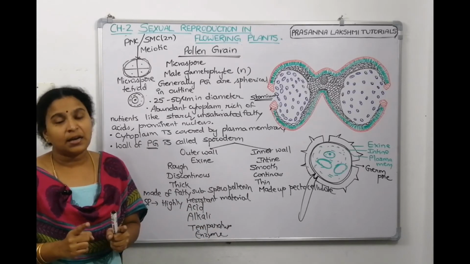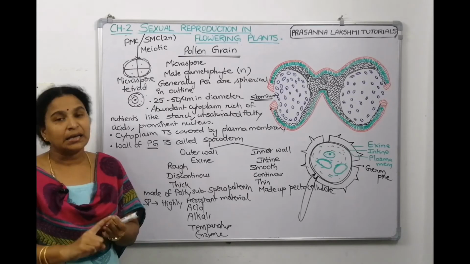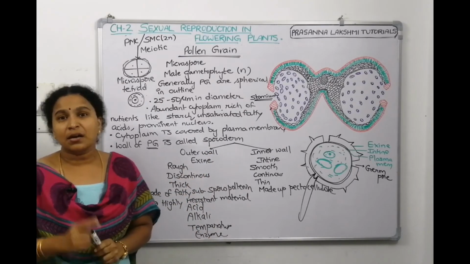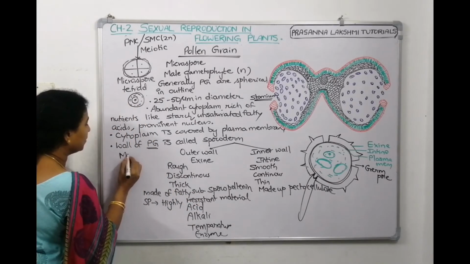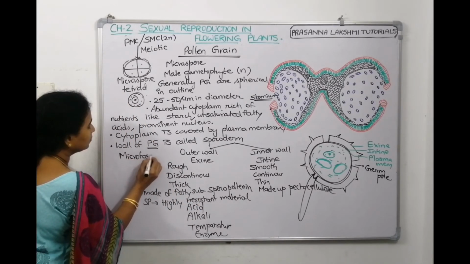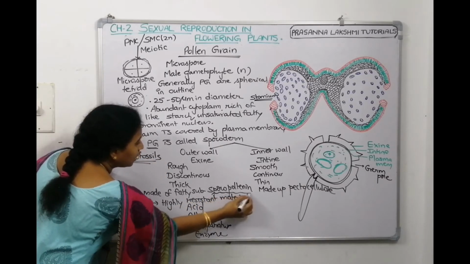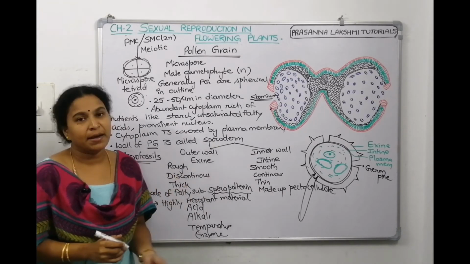This sporopollen is highly resistant to high temperature, acid, alkali and enzyme treatment. Because of this only, pollen grains are stored as fossils, which we call microfossil. Because of this highly resistant sporopollen material only, pollen grains can be preserved as fossils, which is called microfossil.